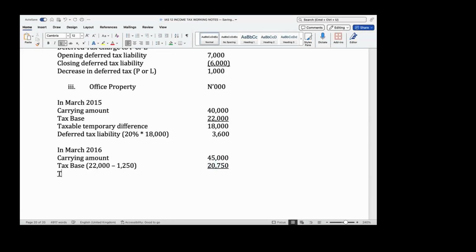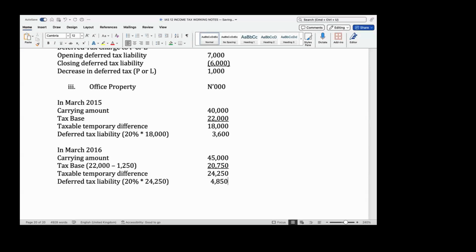So this also will result in a taxable temporary difference. Can you get me the difference? Ordinarily, it should have been 25, but with this 750, you should be looking at 24,250. So this would have a deferred tax liability of 20% times 24,250. Can you punch the calculator, please? That's 2,425 times 2. 4,850.